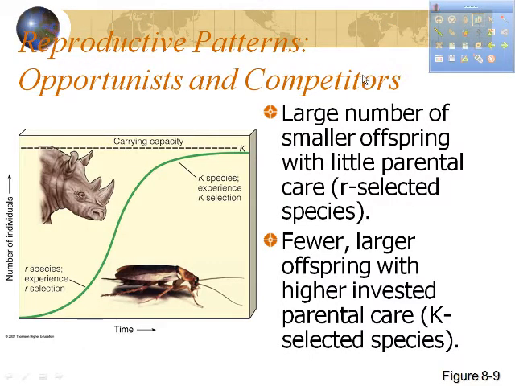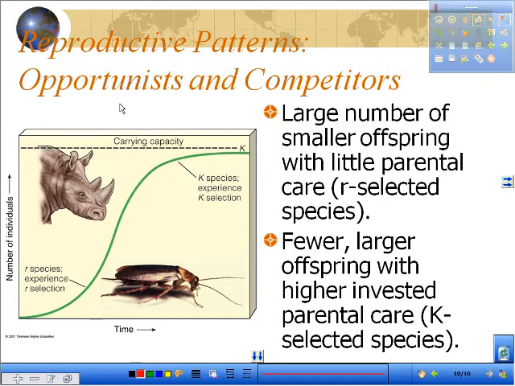Okay, backing up a little bit to reproductive patterns, you've got two different types of animals. You've got opportunists and you've got competitors, two different types. And this is in the way that they live their lives, in the way that they approach population, and that therefore controls how their population is affected by both population density factors and non-population density factors. So if you look at our carrying capacity, you've got your r species, which are your opportunists. These are r species right here.